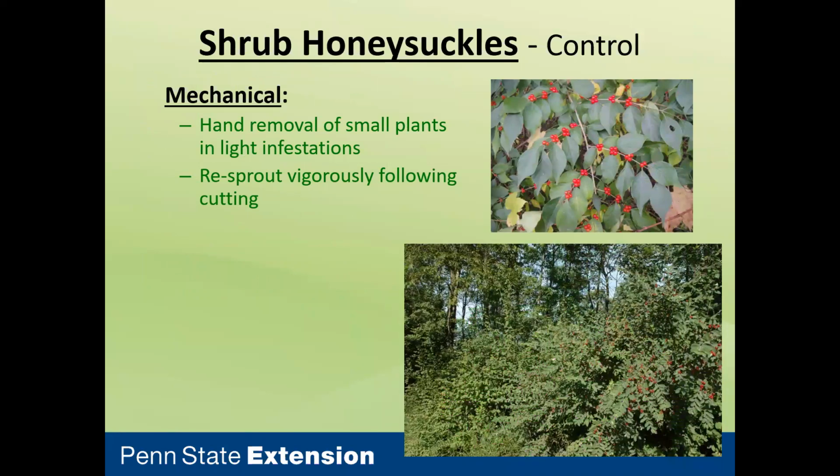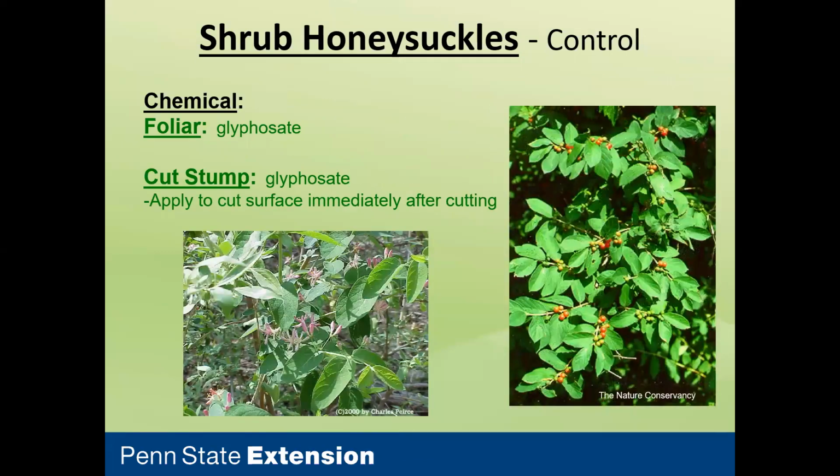So mechanical removal, hand removal of small plants is very effective on this. This plant does not root very deeply, and it can be very easy to pull out of the ground. If you're cutting it, though, it's going to resprout vigorously. So cutting alone without some type of stump treatment is not going to be effective at controlling this plant. No biological control means, so that brings us to chemical control. So typically on this plant, we're doing foliar treatments or stump treatments if we want to remove the entire plant.